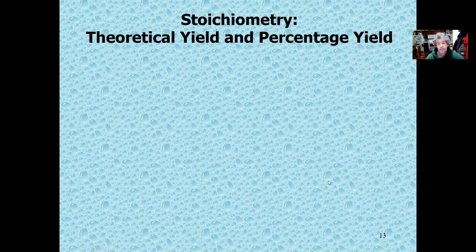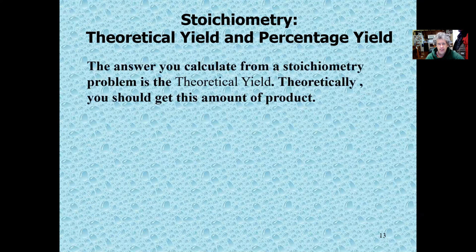Okay, now in the lab that we're doing this week, we will be looking at theoretical yield and percentage yield. Well, theoretical yield is when you do the math, when you do the stoichiometry, what number pops up, and that's the theoretical yield. Ideally that should be the amount that you get in the lab. Frequently you'll get a slightly different value, either more if there are impurities or less if you lose some or something like that. But the theoretical yield is the yield from the math.